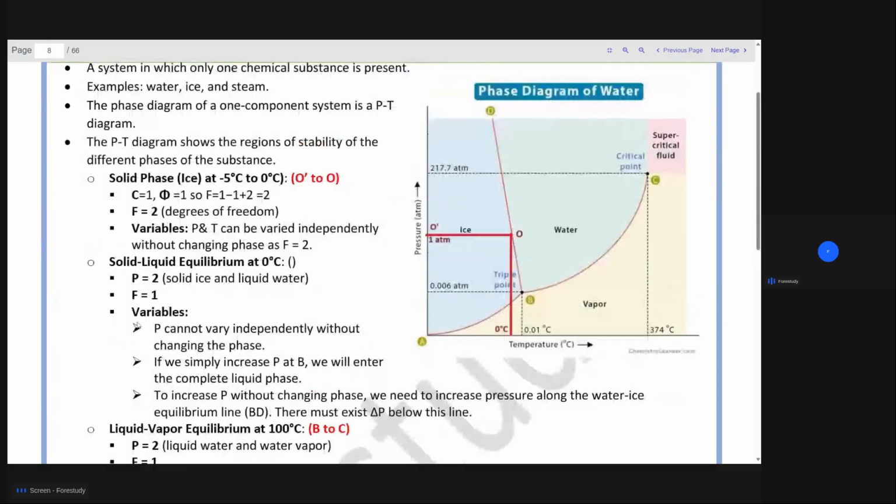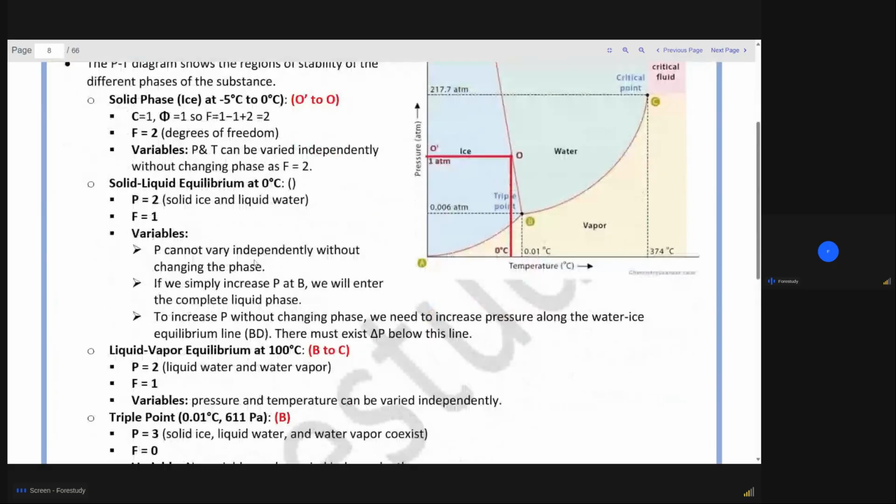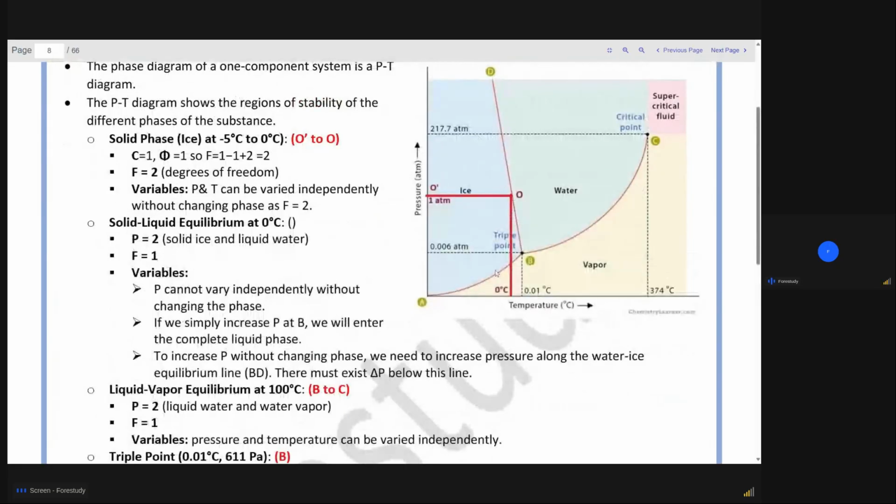The variable P cannot vary independently without changing the phase. Here you can see in this line, if we take a certain P, the temperature will automatically be assigned to it. If we fix a pressure at this point, we automatically get a fixed temperature. If we fix a temperature at O, then automatically the pressure at O dash will be fixed. That means at any point on this line BD, if we fix one variable, the other variable will automatically be fixed. That means pressure and temperature, the two variables on this line, are dependent on each other.